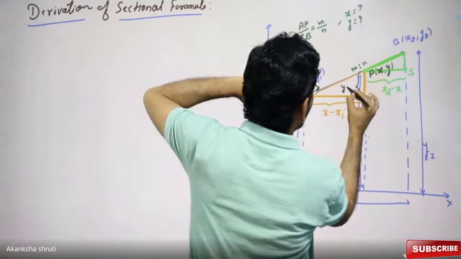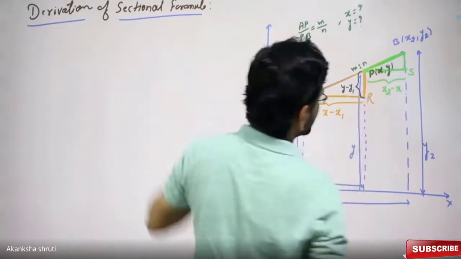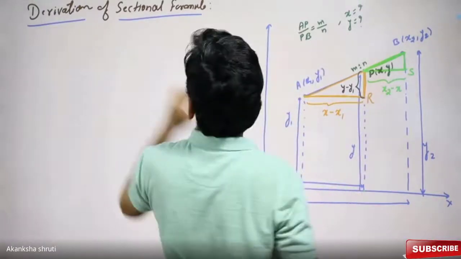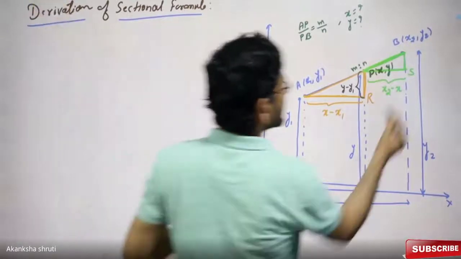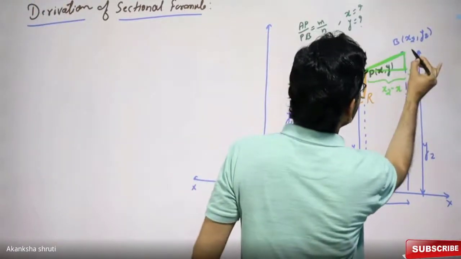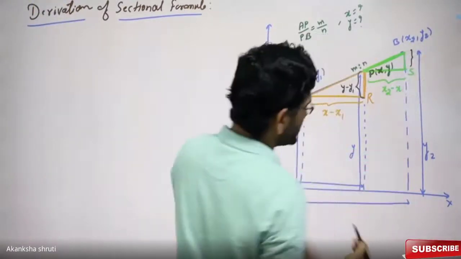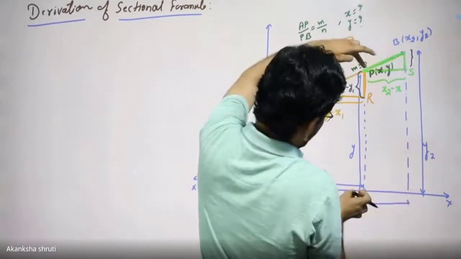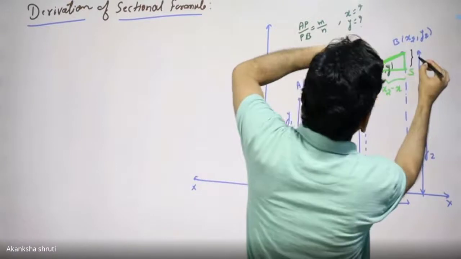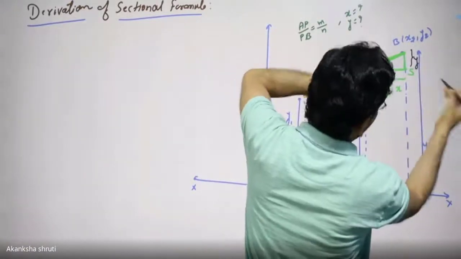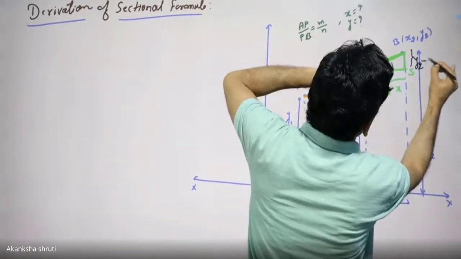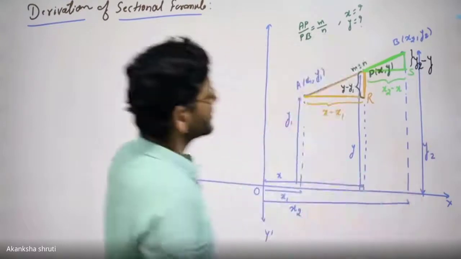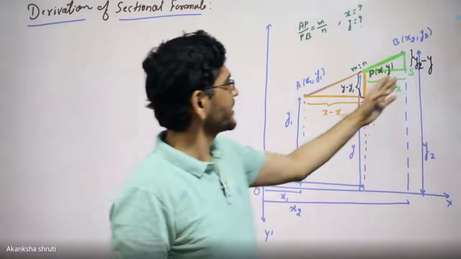So it is Y minus Y1. Similarly, considering the other, B to S, this much part we want to know. This bigger one is Y2 and this smaller is Y. So it will be Y2 minus Y. Okay, this way we have represented everything.